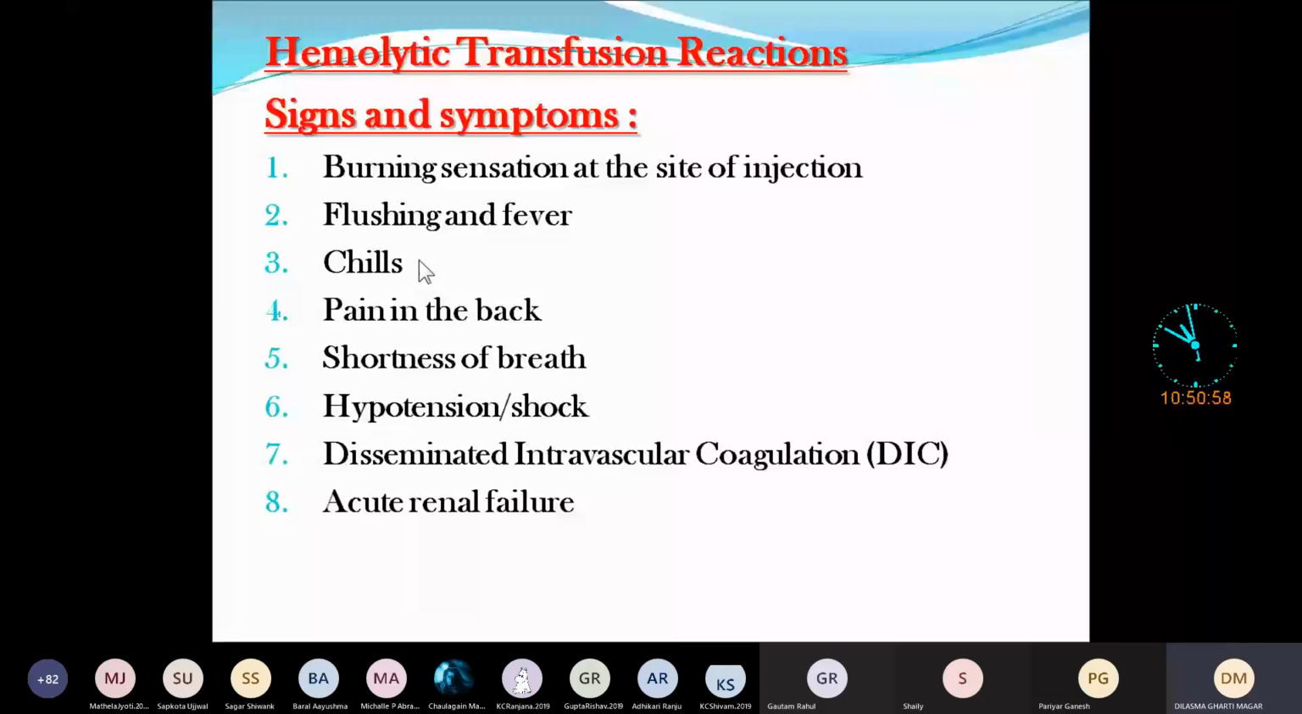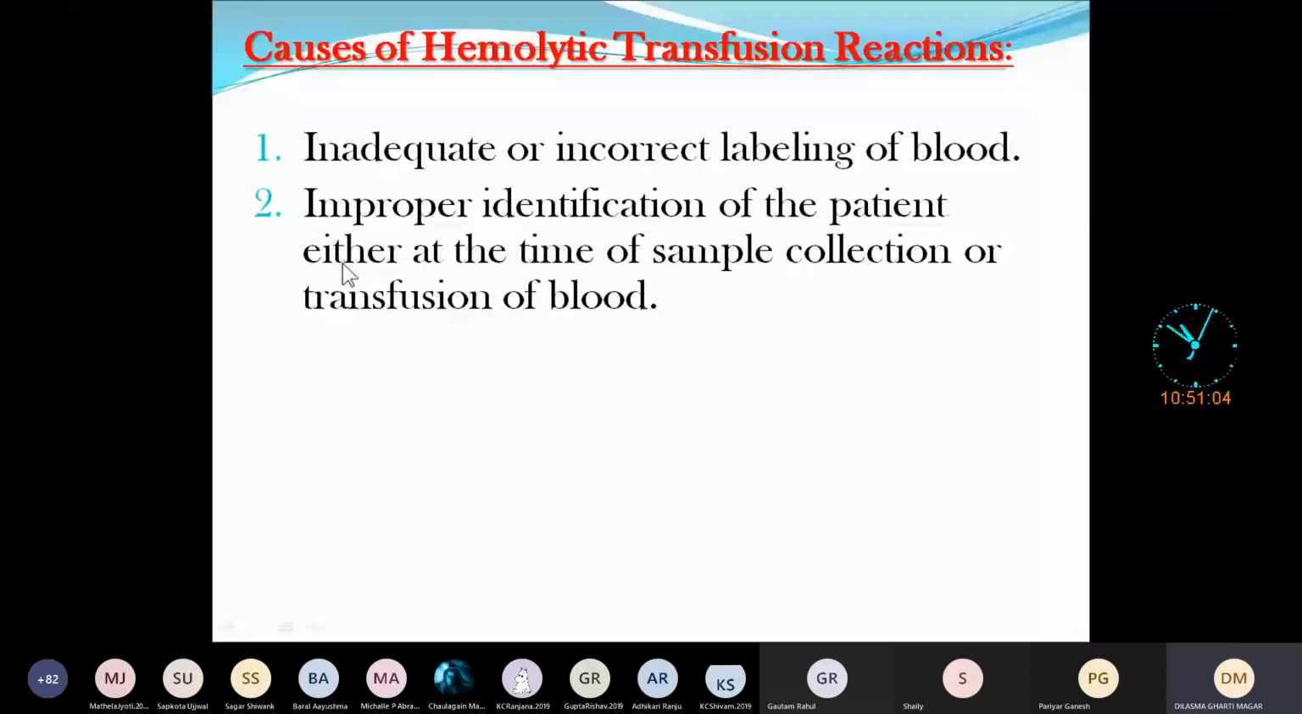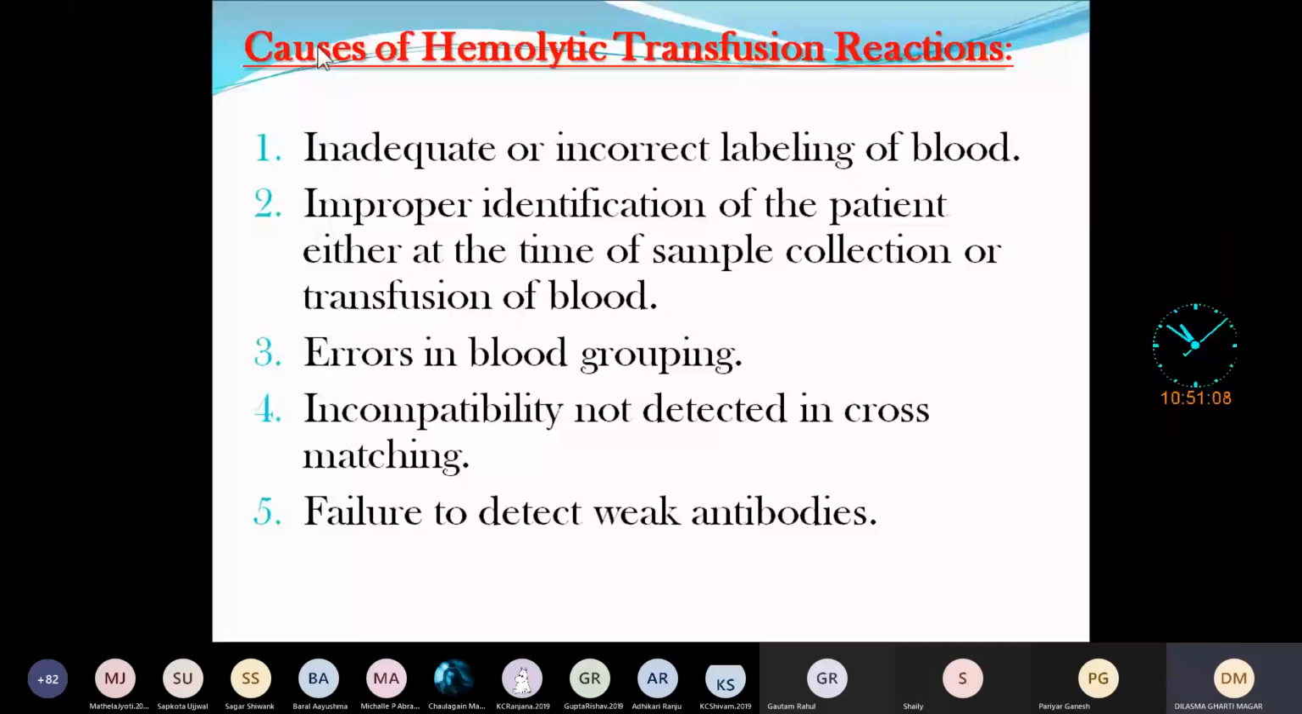Now we can see the causes of the hemolytic transfusion reaction. So it may be because of inadequate or incorrect labeling of the blood. Inadequate or incorrect labeling of the blood means, suppose in a ward there may be two patients. Suppose both the patients' names are Ram. Understood? Example only. So Ram.